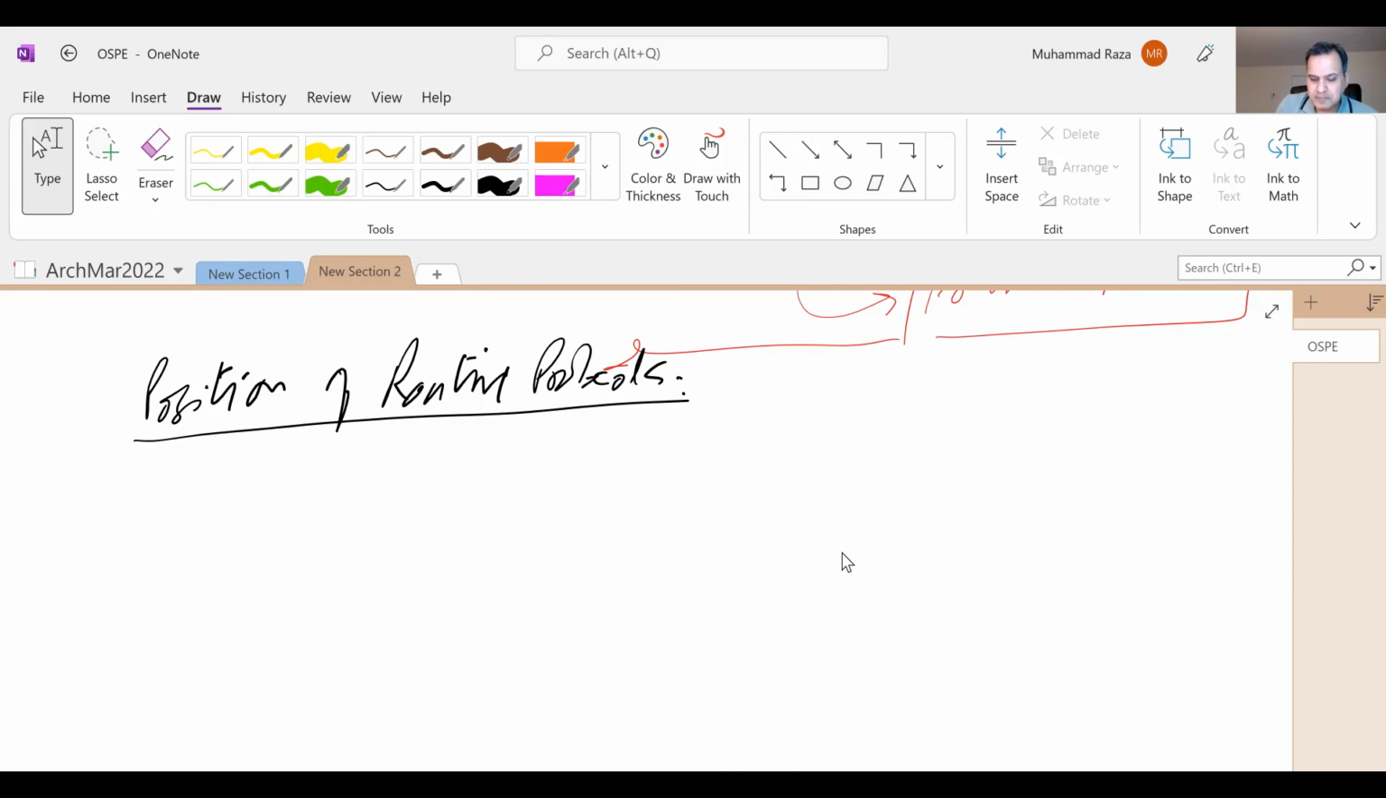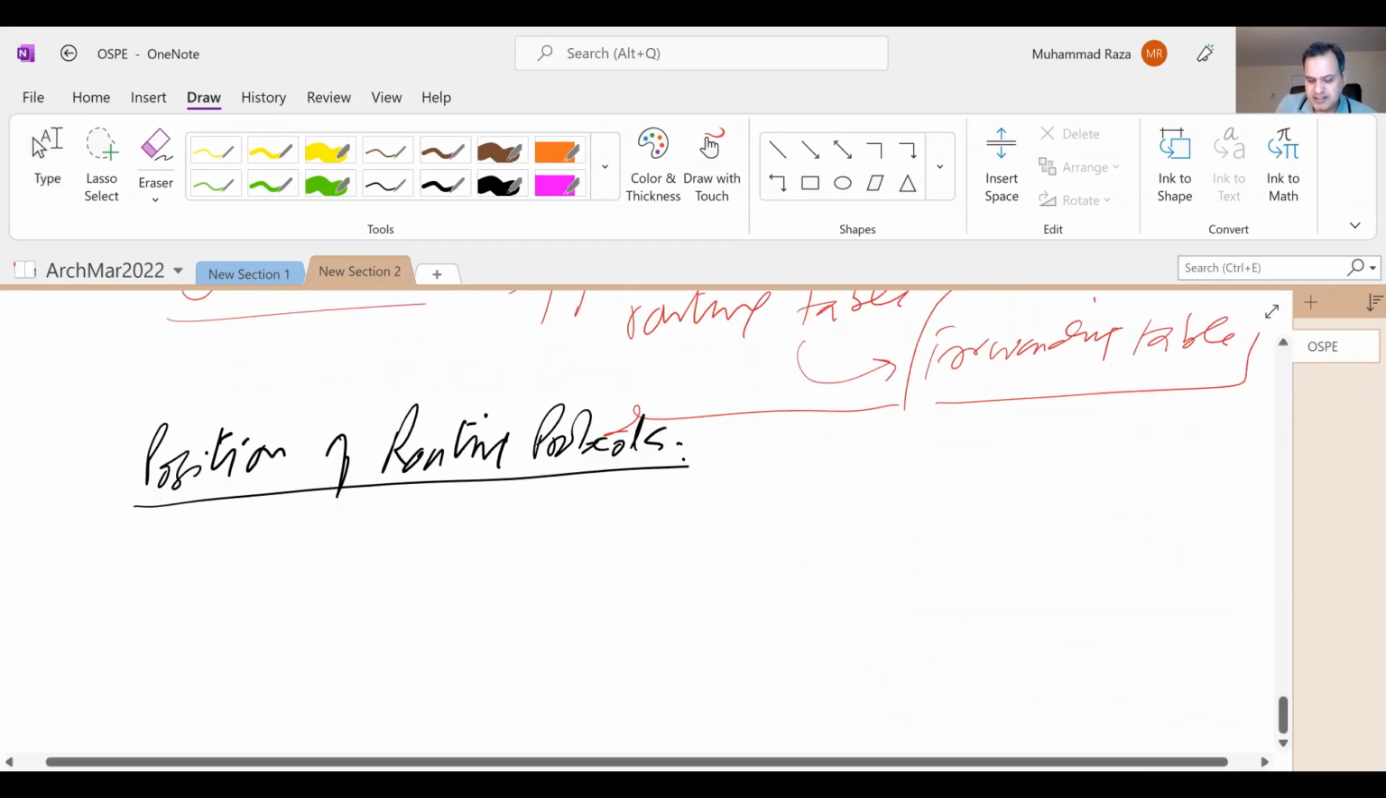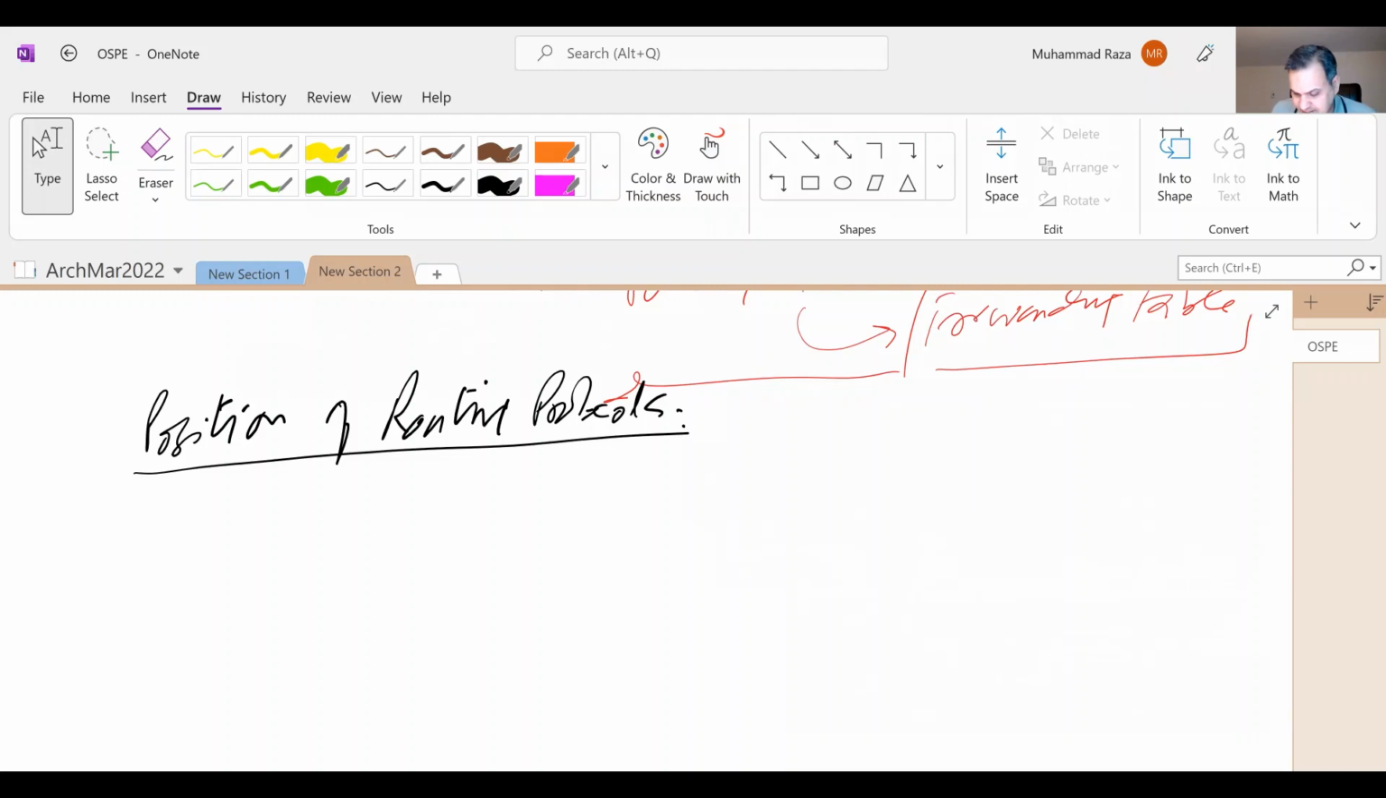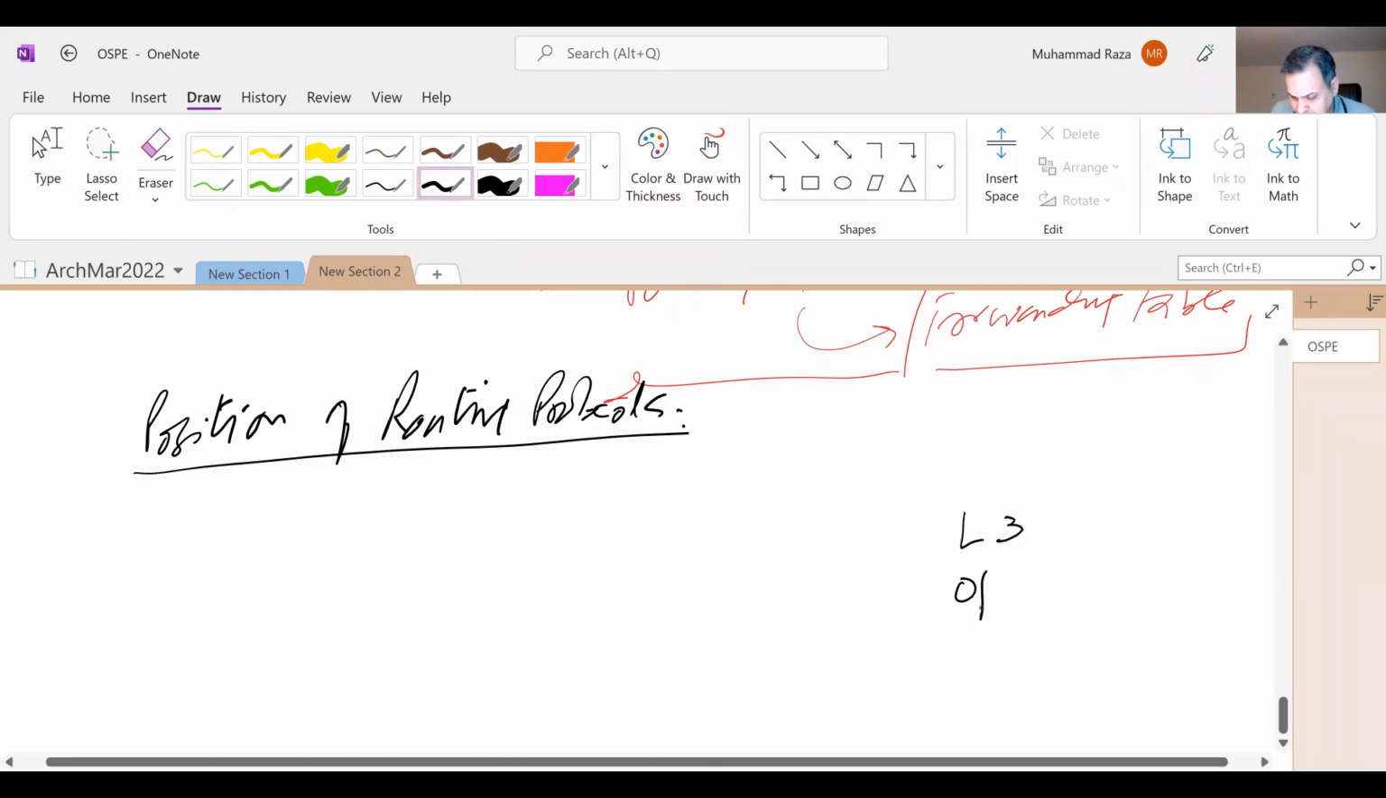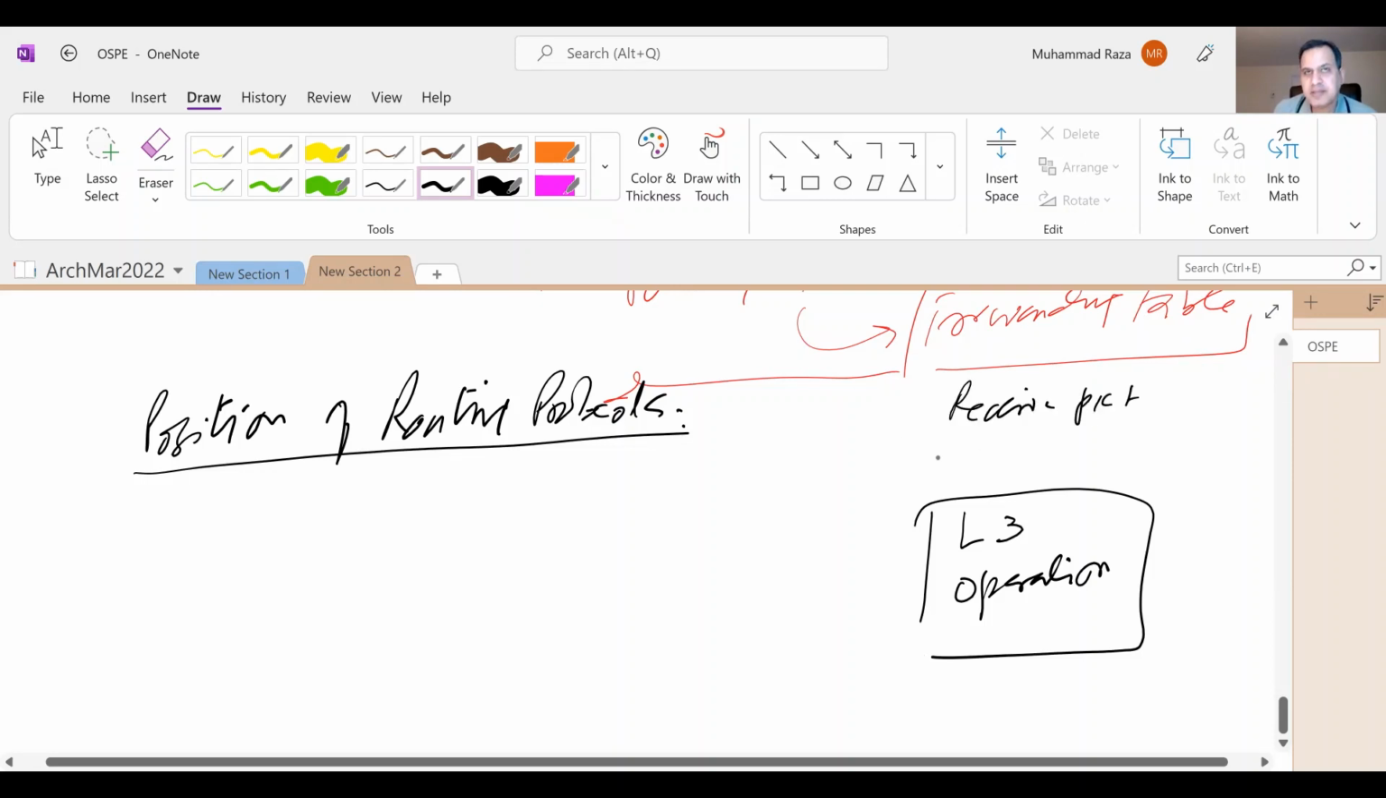So by looking at this, on one side you have, let's say, layer 3 operation. I'm writing again. Layer 3 operation is that I receive a packet, then I decide which interface I send it out from, if I have to. So that is what I do. This is what layer 3 operation is.